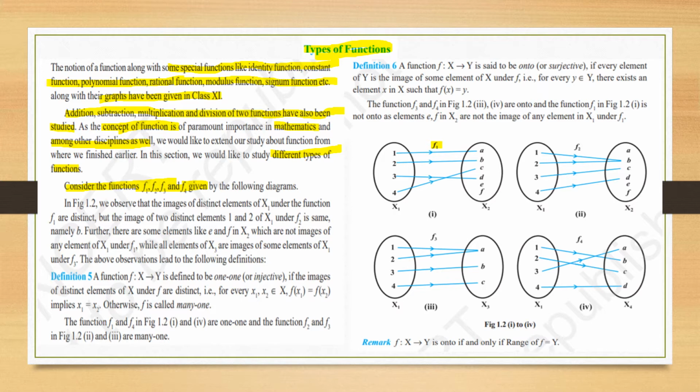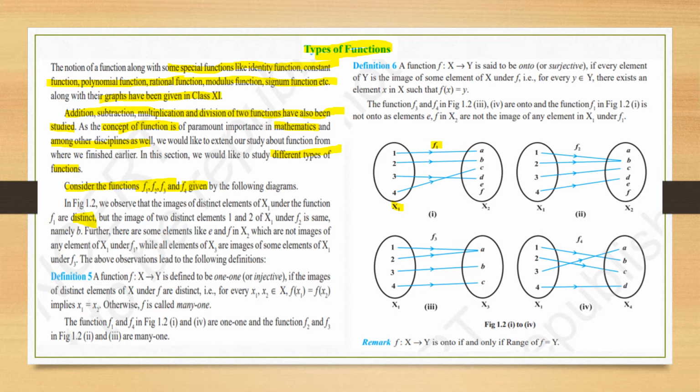So we observe that the images of distinct elements of x1 under this function f1 are distinct, okay? Different elements, okay? 1 has image A, 2 has image B, 3 has image D, 4 has image C, right? Means the distinct elements of x1 are having distinct images, right?